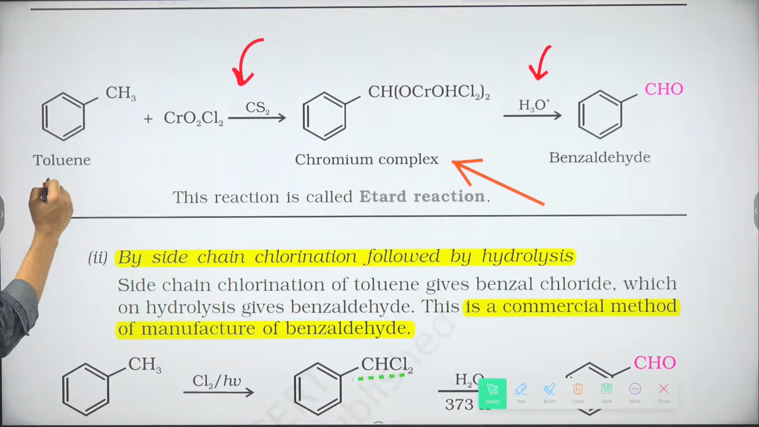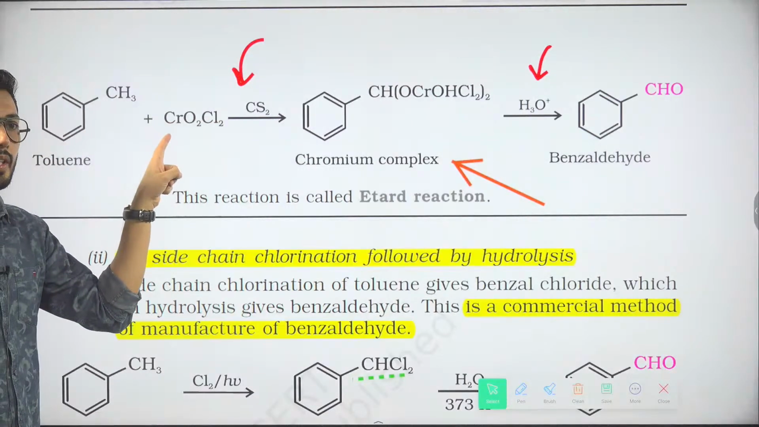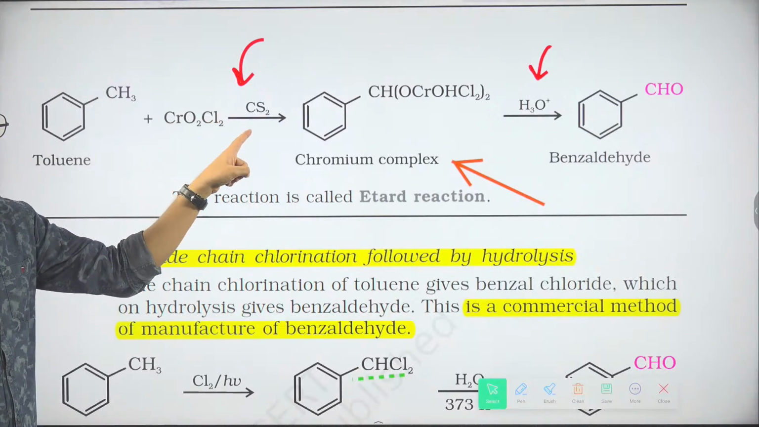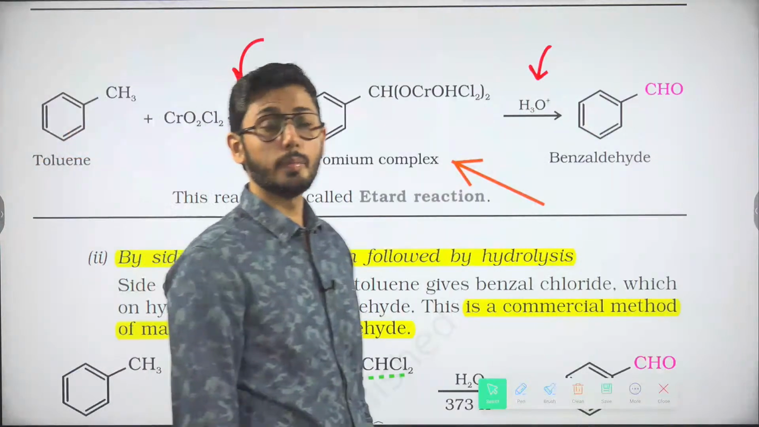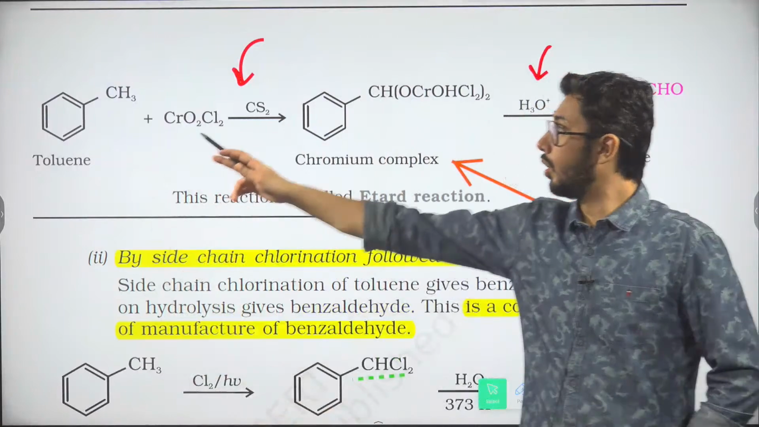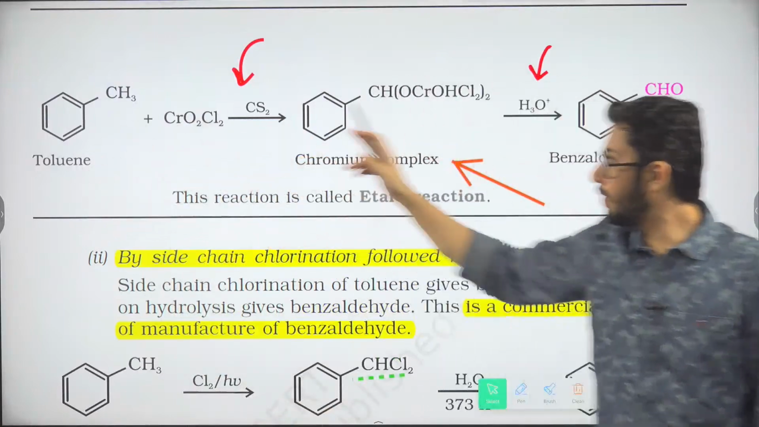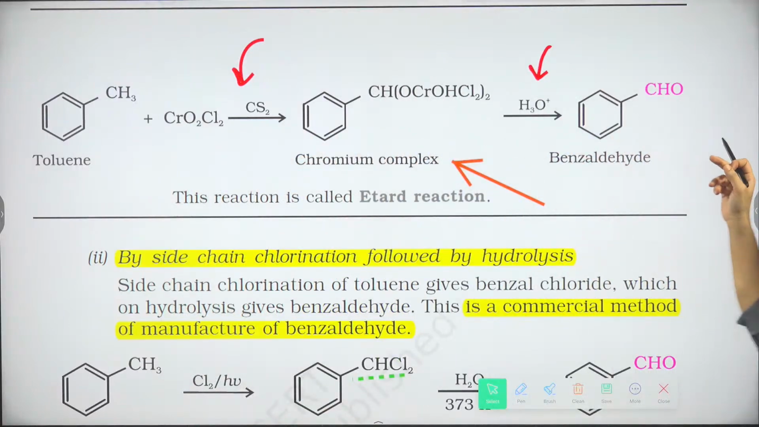What is taken here? Alkyl benzene, generally toluene. Chromyl chloride, CrO2Cl2, is taken in the presence of which solvent? CS2. The final product is benzaldehyde. So first you remember this one. Benzaldehyde can be prepared by Etard reaction: chromyl chloride with toluene, final product is benzaldehyde.